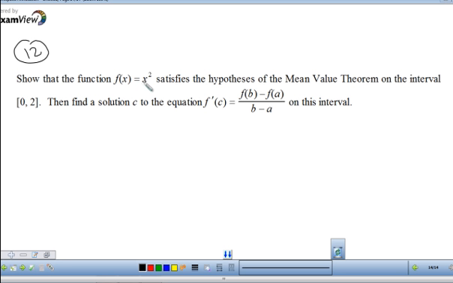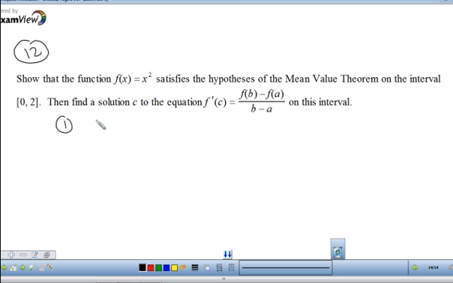Show that the function f of x equals x squared satisfies the hypothesis of the Mean Value Theorem on the interval, then find the solution. Okay, to satisfy the hypothesis means that it has to be differentiable and continuous, and it is, and it has to be a closed interval, which it does. Okay, so now we're going to find a c such that the instantaneous derivative is going to equal my average derivative. So the first thing I'm going to do is find the average derivative.